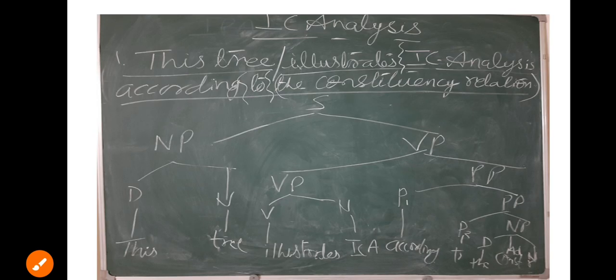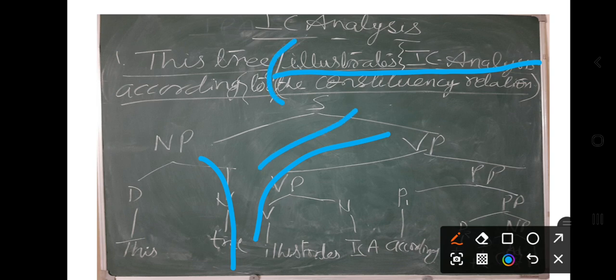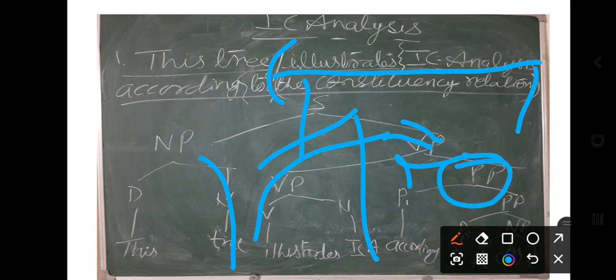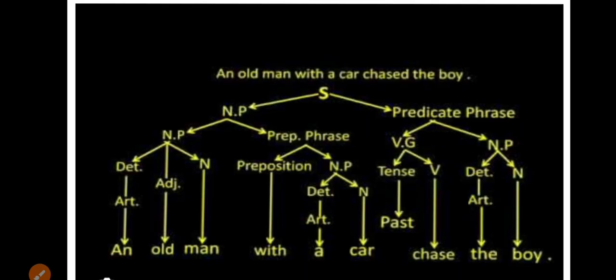Now I cannot explain it any other way; here I'm trying to explain to you. Illustrates IC analysis: this branch is whole, from here to here. This is the verbal phrase. In the verbal phrase there is one branch, which is again a verbal phrase. But then here "according to" is a prepositional phrase, right? And there are two prepositions, this one and this one, and then the last noun phrase. I think you would get it.